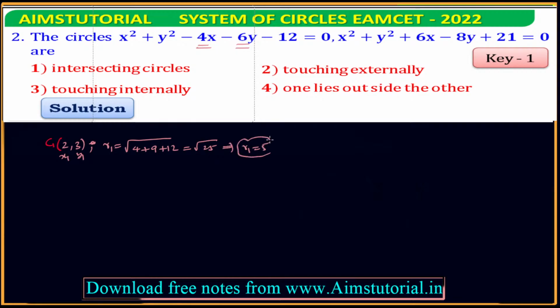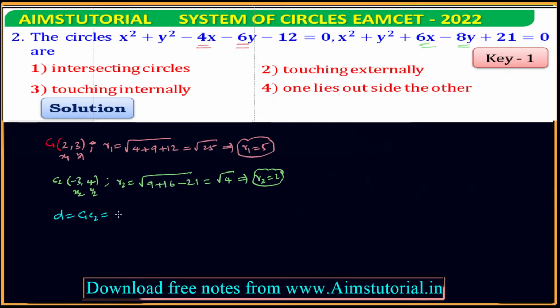So R1 is 5. Next, the second circle, C2, the center of the second circle: half of the x coefficient, y coefficient with opposite sign. So minus 3, 4 is our x2, y2, and R2 equals root over 3 threes are 9, 4 fours are 16, minus 21. 25 minus 21 is root 4, which equals 2. Next we have to find C1C2, the distance between the centers.